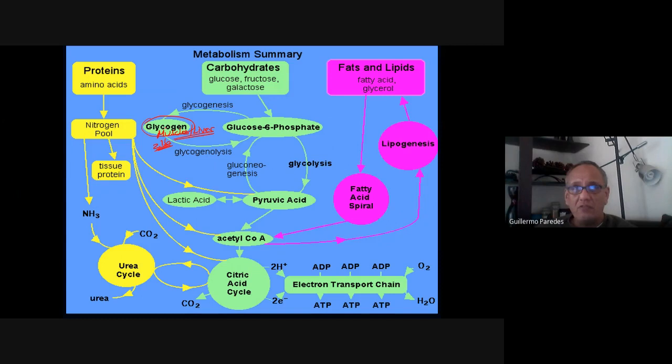One molecule of glycogen contains hundreds of molecules of glucose. So when you need glucose, you're going to consume your glycogen first, and the glycogen is going to turn into glucose. That is called glycogenolysis. Glycogen lysis: the lysis means break it down. Glycogen turns into sugars, and glucose can actually turn into glycogen as well. That is going to be the glycogenesis.